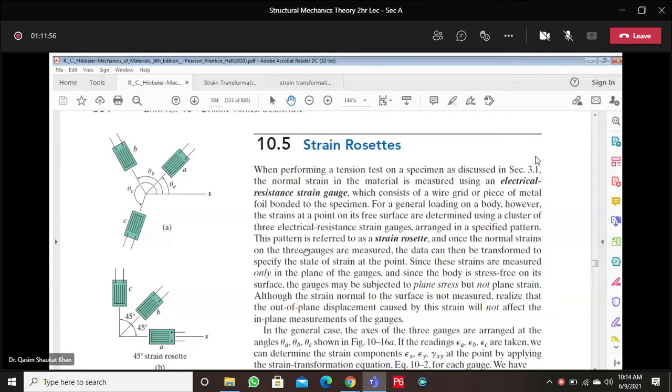The strain gauge will only measure the strain in the direction in which it is attached. If it is attached in, let's say, this direction, it will only measure normal strain. It is not going to measure perpendicular strains or the shear strain. Since these strains are measured only in the plane of the strain gauge, and since the body is stress-free on its surface, the strain gauges may be subjected to plane stress, but not plane strain. As we have studied earlier, to achieve a plane strain state, we need to make an assumption that the Poisson's ratio is 0.